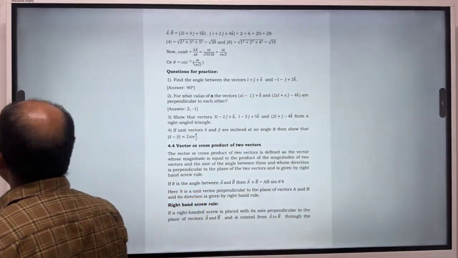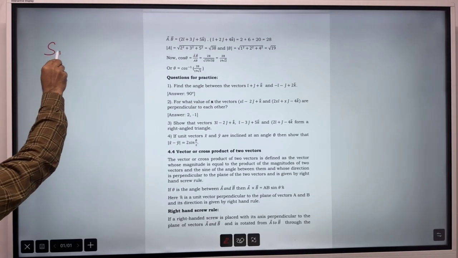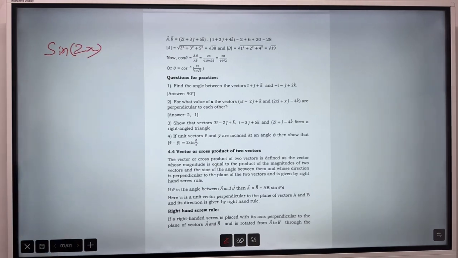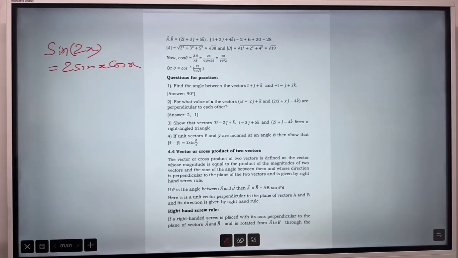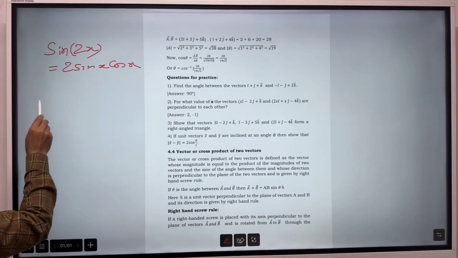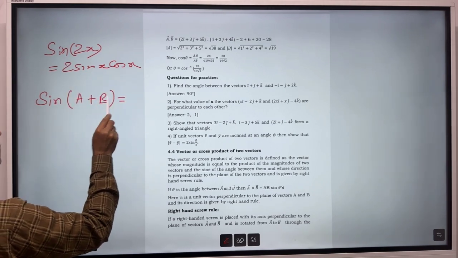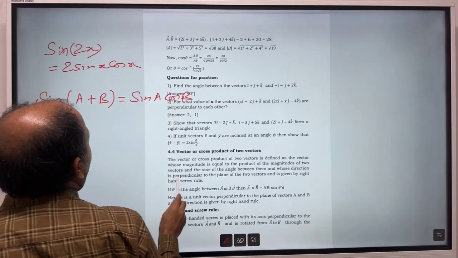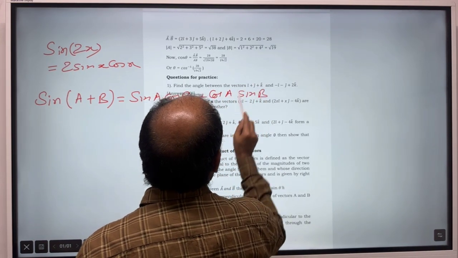So let's see some basics of trigonometry. You know sine 2x is 2 sine x cos x. Here there will be a question in your mind, why this? So let's go in detail. There is a formula, sine of a plus b gives sine a cos b plus cos a sine b. Right?